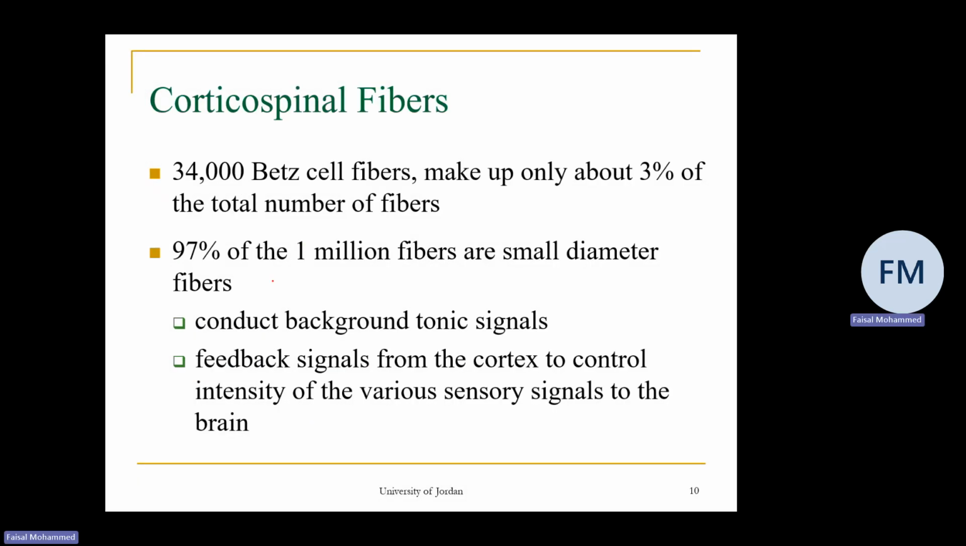Corticospinal fiber: there are around 34,000 Betz cells, which are found in the primary cortex. These are large cells and make up only 3% of the total number of the corticospinal fibers. 97% of the 1 million corticospinal fibers are small diameter fibers. What they do, they conduct background tonic signals. They are important for feedback signals from the cortex to control the intensity of the various sensory signals.